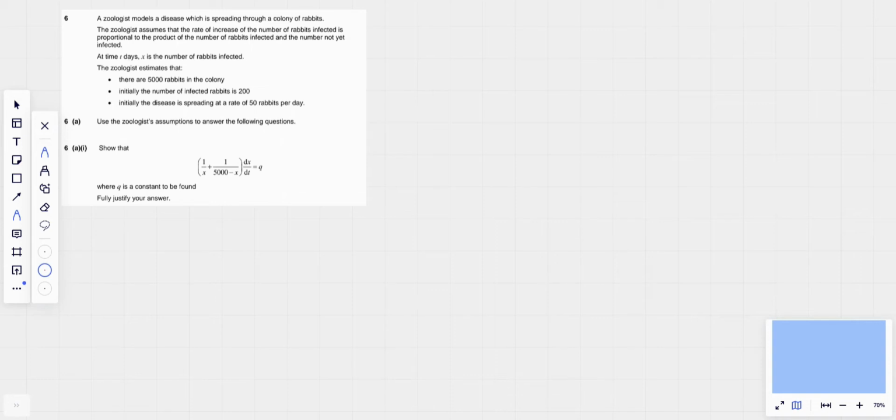So a zoologist models a disease which is spreading through a colony of rabbits. The zoologist assumes that the rate of increase of the number of rabbits infected is proportional to the product of the number of rabbits infected and the number not yet infected. First of all, it's talking about something quite complicated: the product of the number of rabbits infected and the number not infected, and it's proportional to the rate of increase of the number of rabbits.